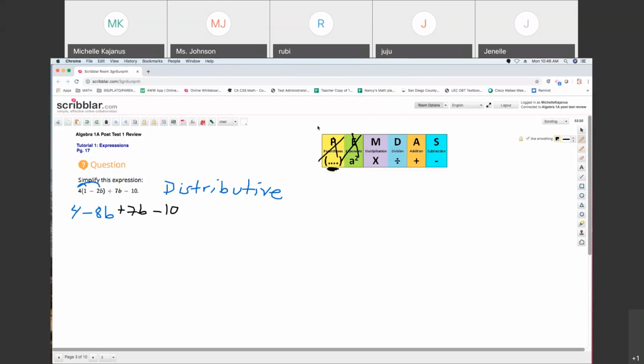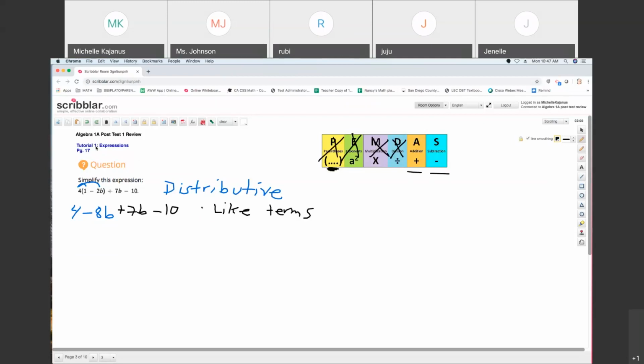Once you get to this point, you're gonna see if there's anything that you can multiply. We don't have any multiplication anymore. We don't have any divisions. Let's see if we could add or subtract. Now the key here is that you have to make sure that you add or subtract like terms.